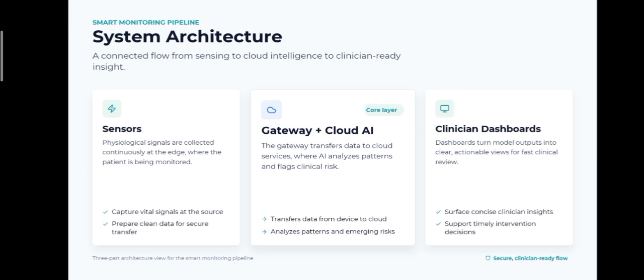System architecture. The smart healthcare monitoring system follows a three-stage architecture. First, sensors collect vital health data such as heart rate and oxygen levels. Next, a gateway transfers this data to cloud servers where AI algorithms analyze it. Finally, clinicians access the results through dashboards, helping them make quick and informed medical decisions.